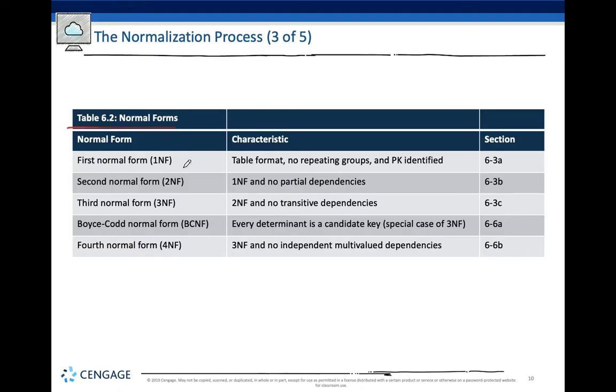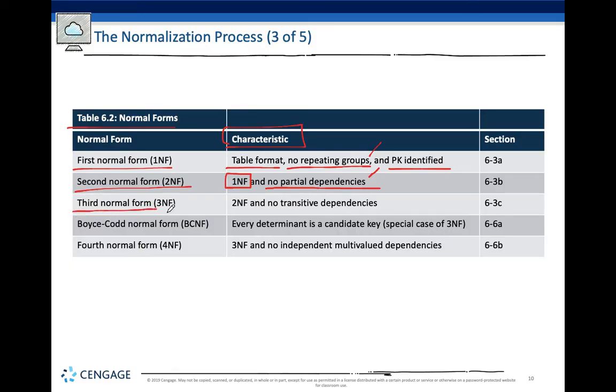So this table here basically gives you the characteristics of each normal form. The defining characteristic of the first normal form is that data is in a table format. There are no repeating groups and the primary key has been identified. The second normal form: the defining characteristic is that all tables are in first normal form, and an additional criteria, no partial dependencies exist. We look at what are repeating groups and what are partial dependencies in subsequent slides.